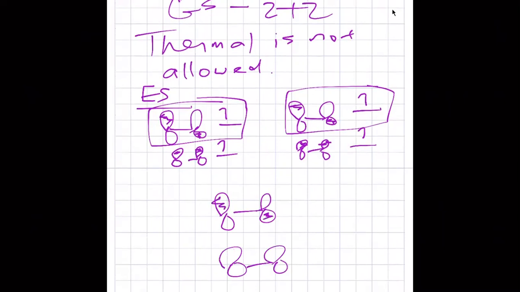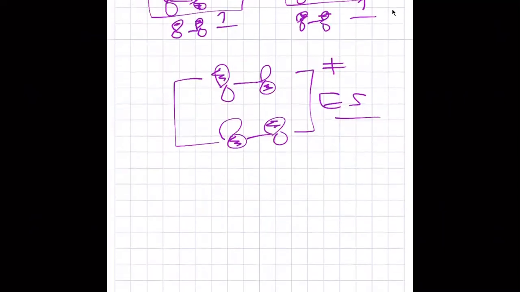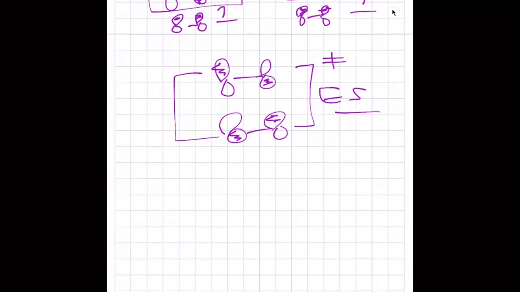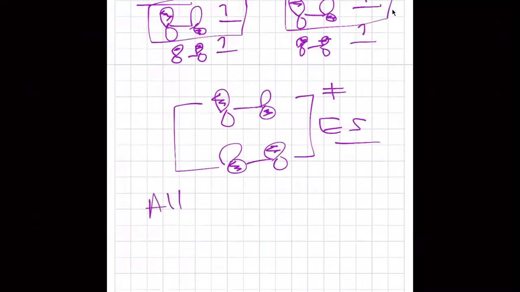Oh, sorry about that. Yes. Yeah. So what can we say about the 2+2? Under which conditions is it allowed? Is it under thermal or photochemical conditions? Photochemical. It's allowed under photochemical conditions and it's disallowed under thermal conditions.